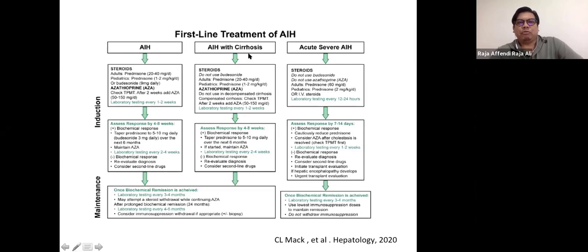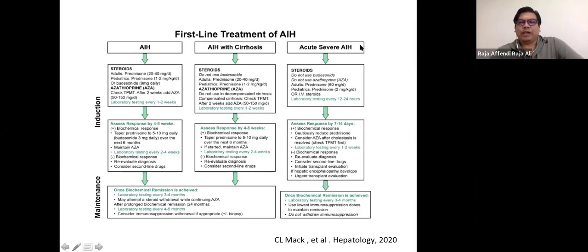For patients with cirrhosis, again, the steroid, do not use budesonide. In this case, adult prednisolone at a dose of 20 to 40 milligrams, and also azathioprine. Again, check the labs within a month or so, and depending on the availability in the country, test the improvement of the biomarkers.